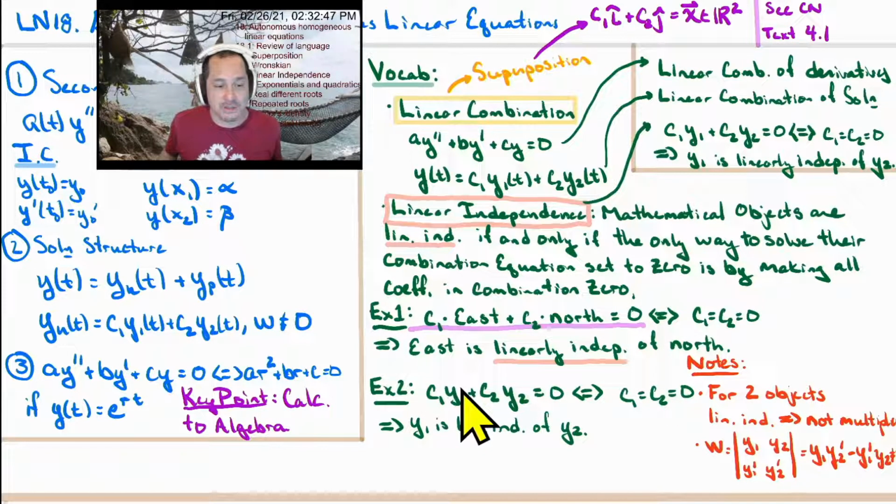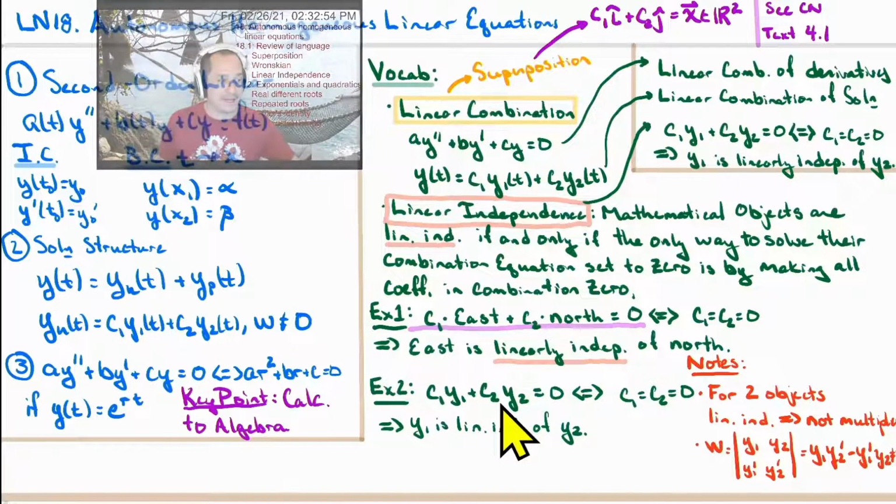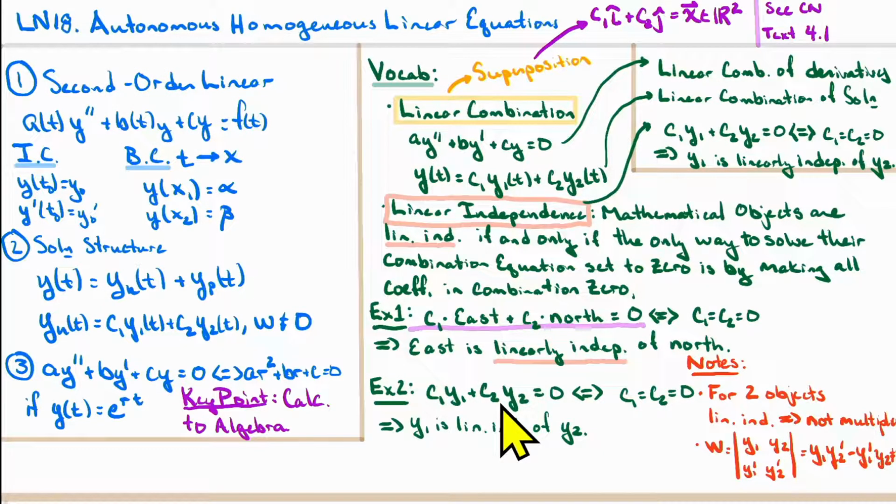Question in chat, shouldn't it be C1x plus C2y? No. And let's do an example to highlight exactly that. So I'm going to fade out. I'll be coming back to this screen again. I'm going to freeze. But let's just see what this looks like in terms of our ODEs.